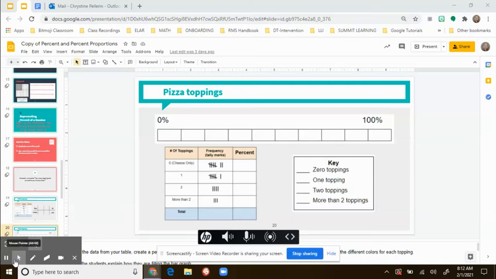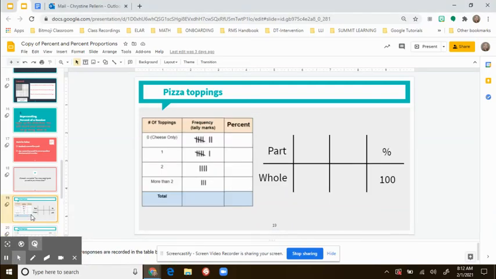We are finding part to whole in this lesson. You are finding a part of a percent, and it is always dealing with 100%. When working with a table, you have to read what you have on your table first. We've got the number of toppings: 0, 1 topping, 2 toppings, more than 2 toppings.